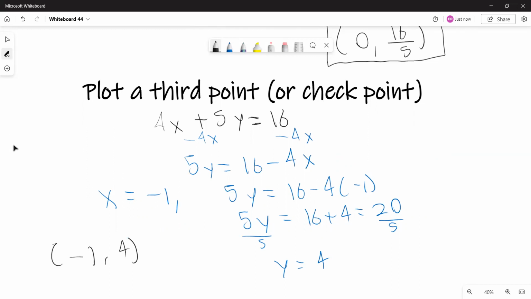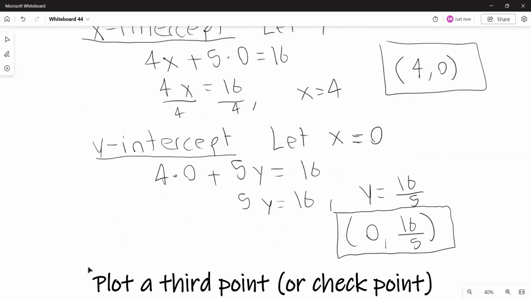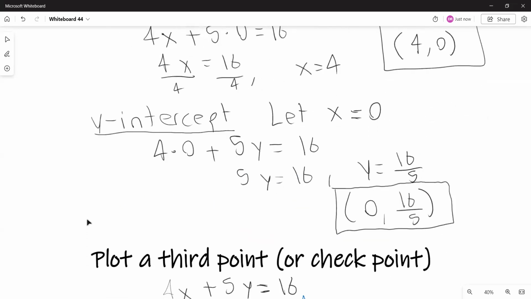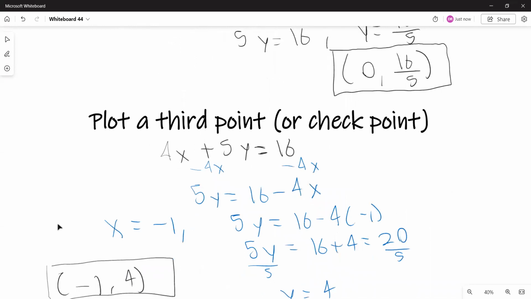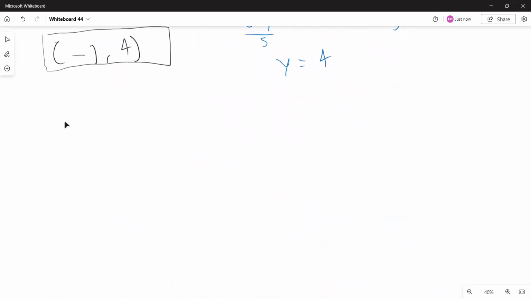So I'm only going to use 2 points. I'm going to use the x-intercept because it involves integers, and I'm going to use the checkpoint, -1, 4. So we have that the x-intercept is 4, 0, the y-intercept is 0, 16 over 5, and the third point, the checkpoint, is -1, 4. So let's plug them in.